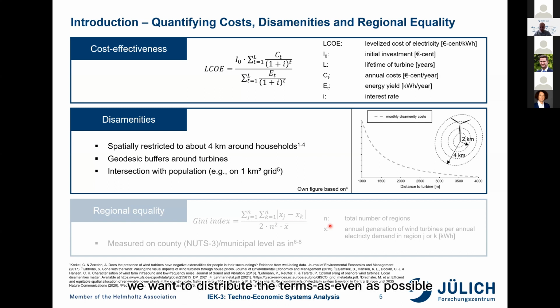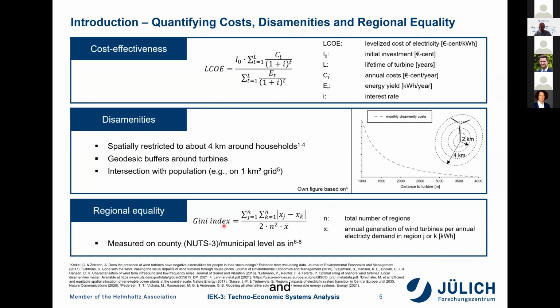So in this case, we want to distribute the turbines as evenly as possible, and as a criterion for this, we use the annual generation of wind turbines. If a region has a higher electricity demand, more wind turbines would have to be installed in this region. And this could be measured at different spatial scales, for example, the county level or the municipal level. But in our study, we use the NUTS 3 level. So the results I will show in this presentation are based on a Gini index on the NUTS 3 level.